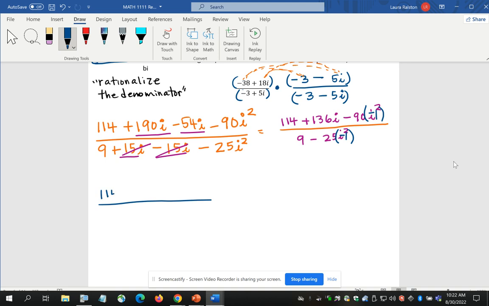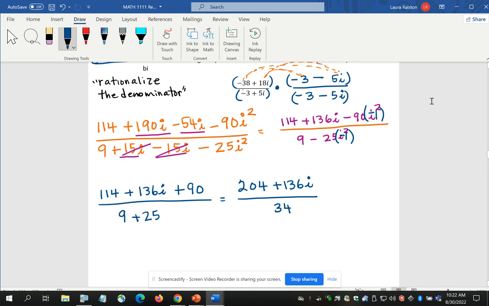So I have 114 plus 136i, -90 times -1, negative times a negative is a positive 90. Then I have 9, -25 times -1 is plus 25. Okay. So again, we're back to combining like terms. 114 plus 90 gives me 204 plus 136i. 9 plus 25 is 34.